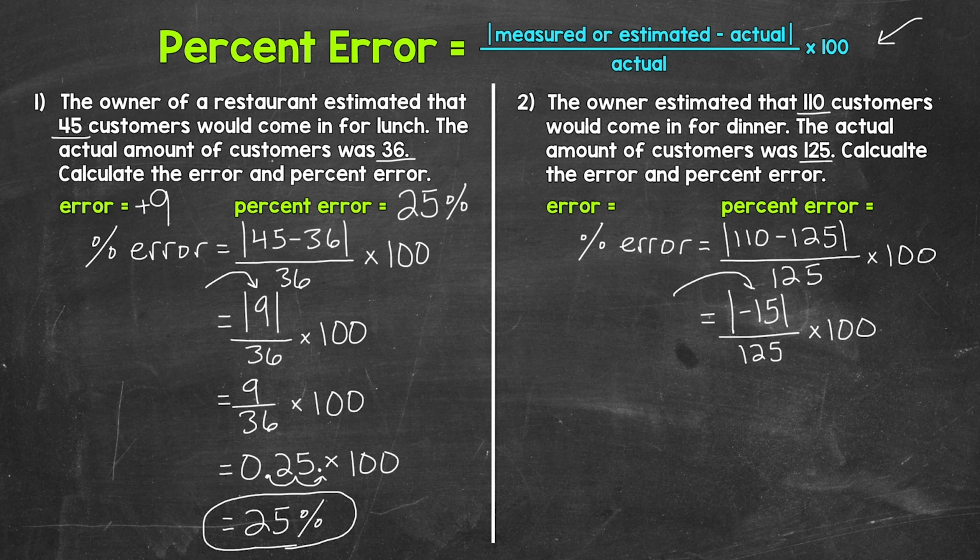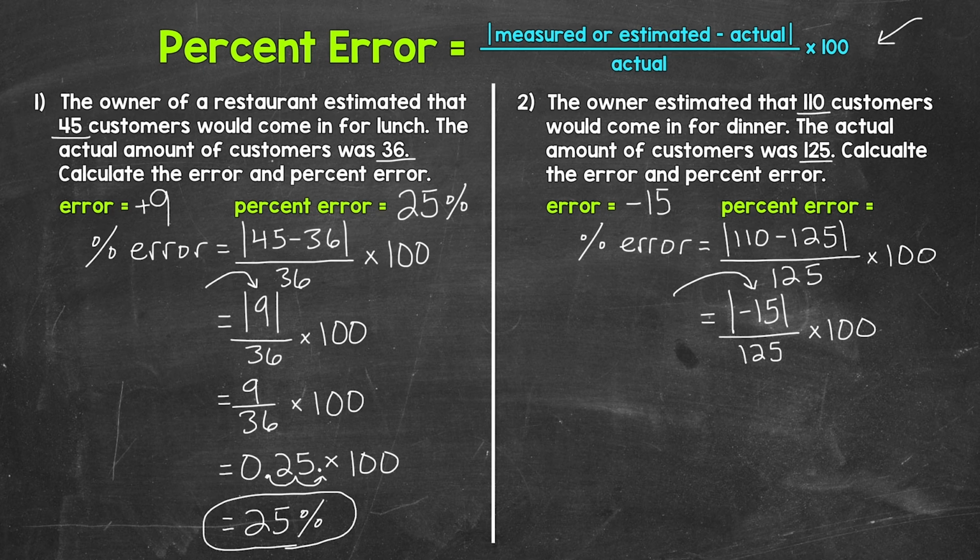So this is our error right here. Negative 15. Now that negative tells us that the estimate was under. So the owner's estimate was off by 15, and again, it was under by 15. Let's continue to work towards the percent error.